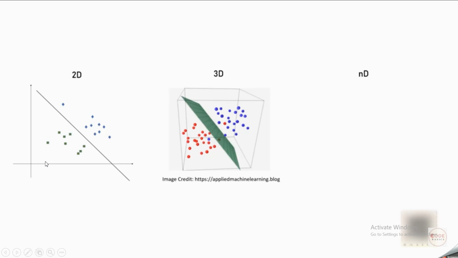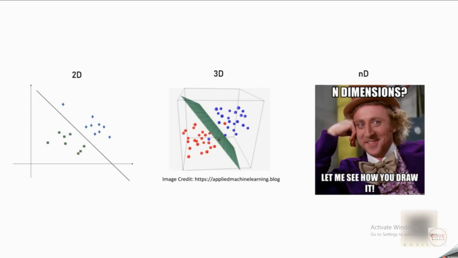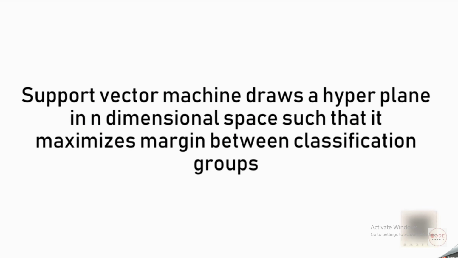So as you can see, this is two-dimensional where you have got a line that is separating the two data points. When we consider three dimensions, we have got a hyperplane. And what would it be for n dimensions? Yes, theoretically and mathematically, we can have n dimensions. So how can you draw it? Support vector machine draws a hyperplane in n-dimensional space such that it maximizes the margin between classification groups.